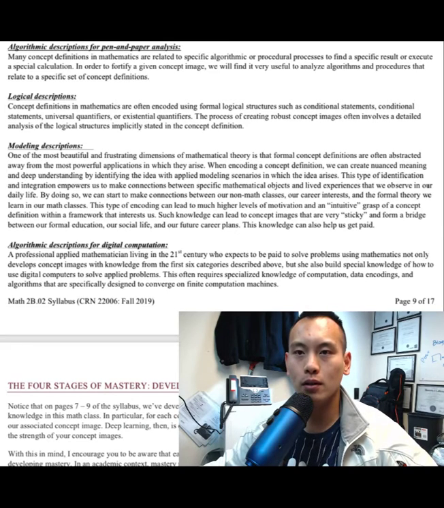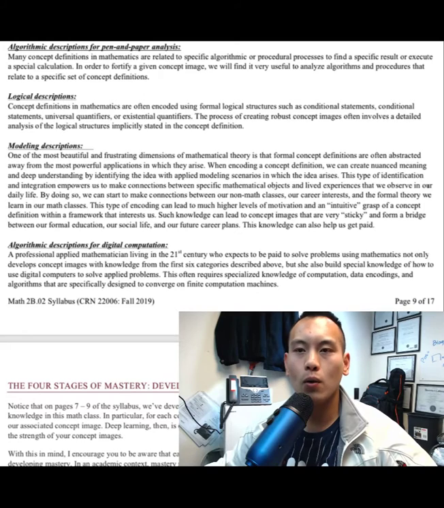Modeling descriptions. One of the most beautiful and frustrating dimensions of mathematical theory is that formal concept definitions are often abstracted away from the most powerful applications in which they arise. When encoding a concept definition, we can create nuanced meaning and deep understanding by identifying the idea with applied modeling scenarios in which the idea arises. This type of identification and integration empowers us to make connections between specific mathematical objects and lived experiences that we observe in our daily life.